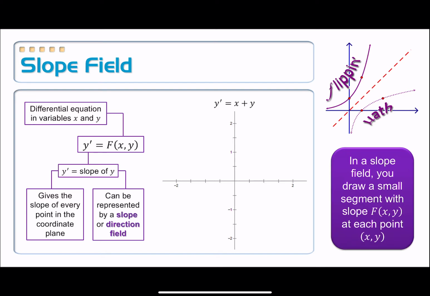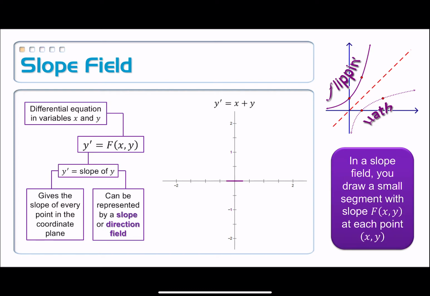So let's look at a couple of points here. Here's the origin. I would take (0, 0) and plug it into this differential equation right here. I'd have 0 plus 0 is equal to 0. The slope at that particular point should be 0. So I'm going to draw myself a tiny little horizontal segment at the origin.